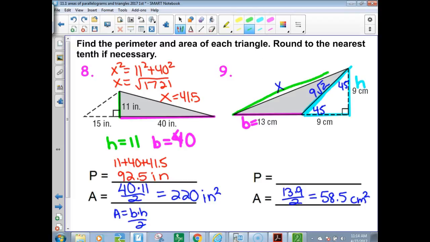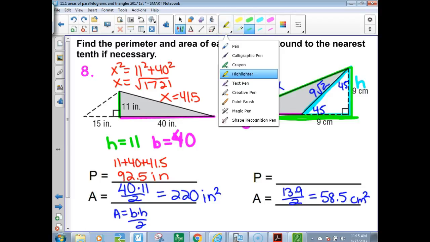Check this out. What kind of triangle is this ginormous one? There's a right triangle, right? This X is the hypotenuse of the big old right triangle. This one's got a little bit more challenge to it.